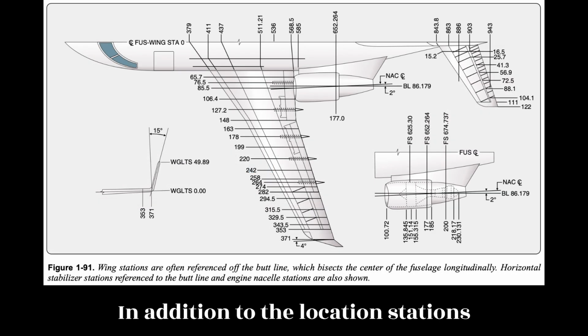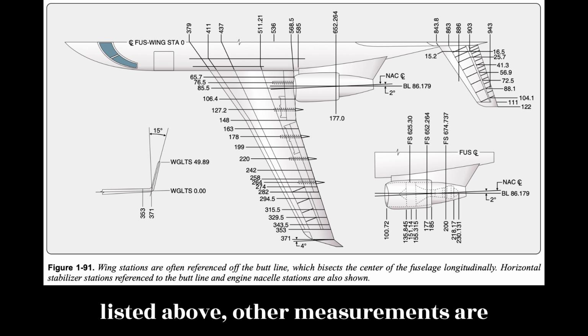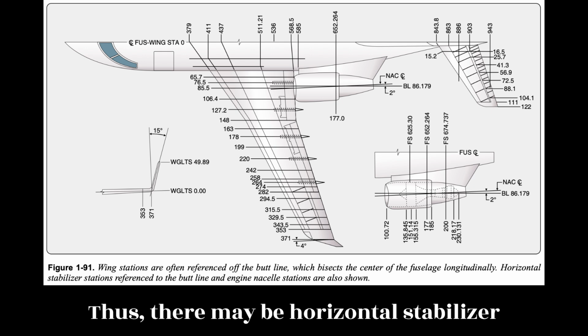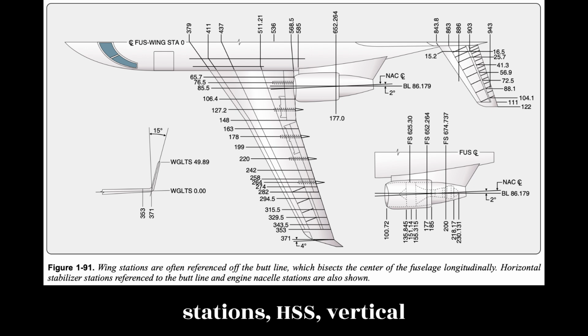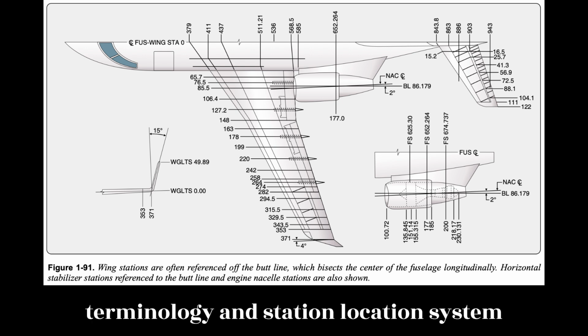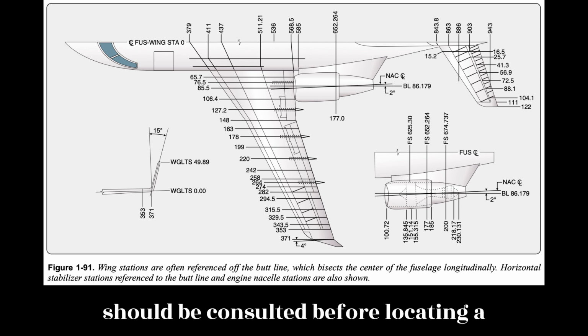In addition to the location stations listed above, other measurements are used, especially on large aircraft. Thus, there may be horizontal stabilizer stations, HSS, vertical stabilizer stations, VSS, or power plant stations, PPS. Figure 191. In every case, the manufacturer's terminology and station location system should be consulted before locating a point on a particular aircraft.